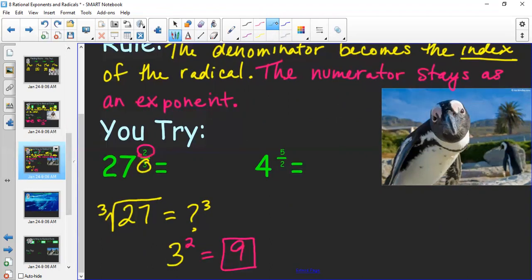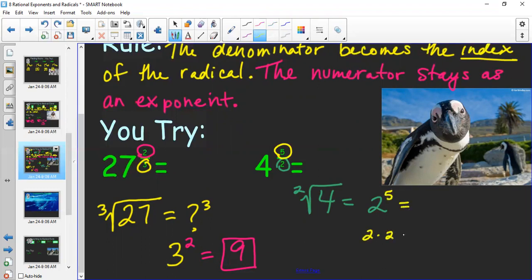Okay, last one like this. We take 4, we put it under the radical. 2 is the denominator, so what's the square root of 4? Well, that is 2. Now we come back to our numerator, so 2 to the 5th power.